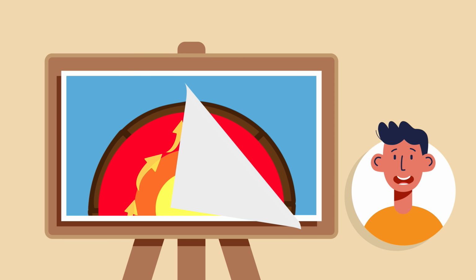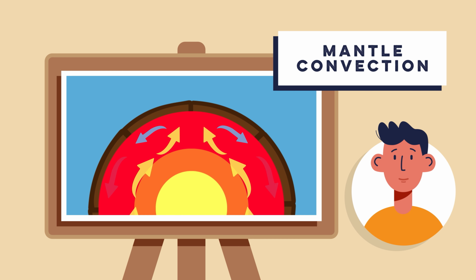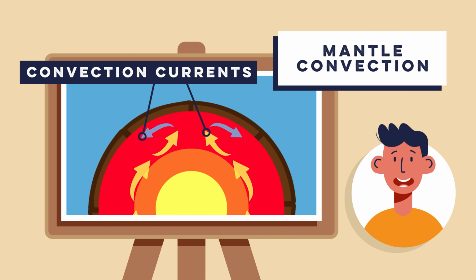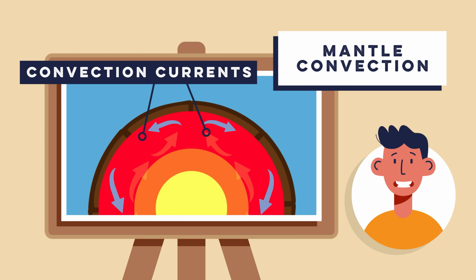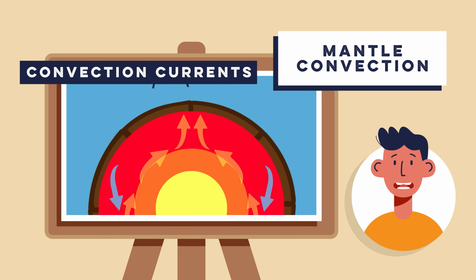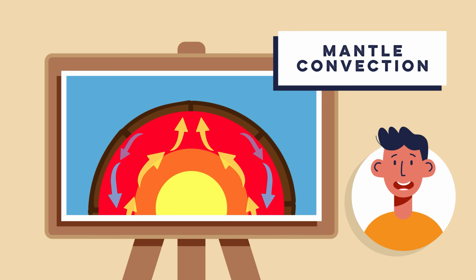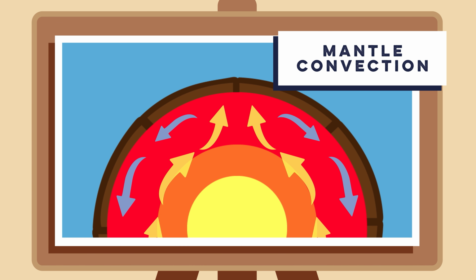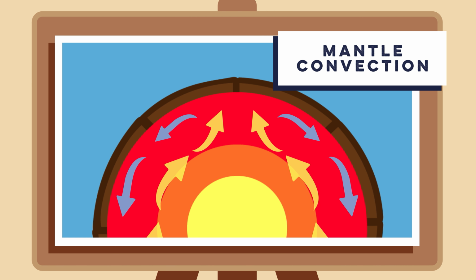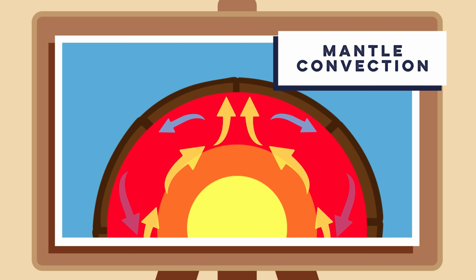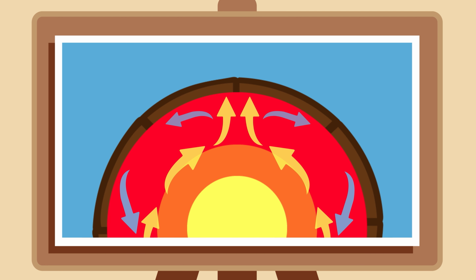Step 2 is mantle convection. As the heat rises, it creates convection currents in the semi-solid mantle. These currents are similar to the way water moves when heated in a pot. The hot mantle material rises towards the Earth's crust, while the cooler material sinks back down.